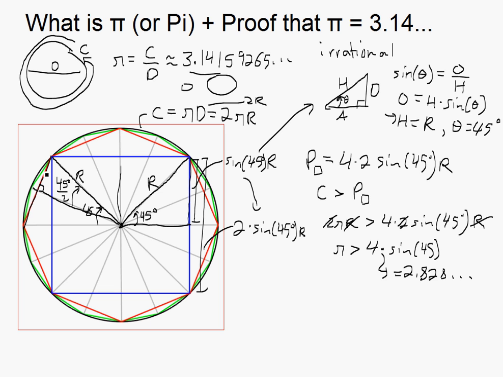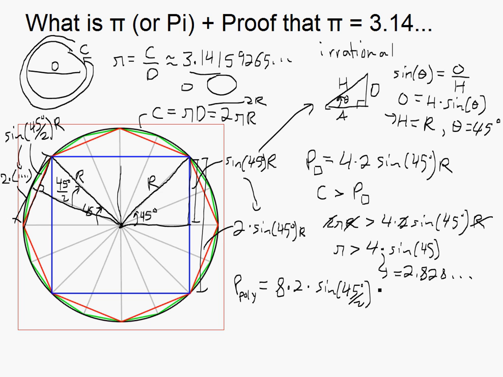And this is r again. And now this is just going to be, again, sine of 45 over 2 degrees times r. And then this side here is going to be 2 times this. So that's 2 times that. And now there's 8 sides. As you can see, there's 1, 2, 3, 4, 5, 6, 7, 8. So the perimeter now of the polygon, we'll call it P of poly, equals 8 times 2 times sine of 45 over 2, which is the angle, times r.